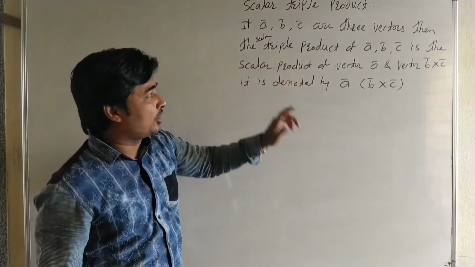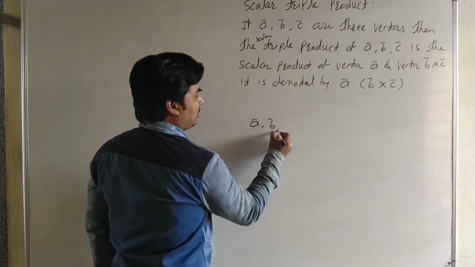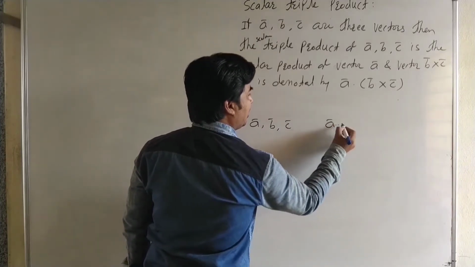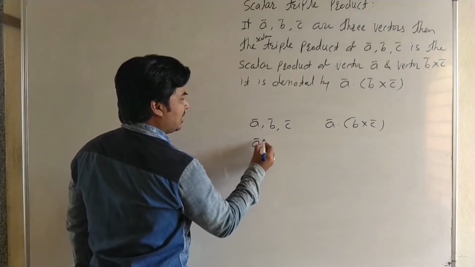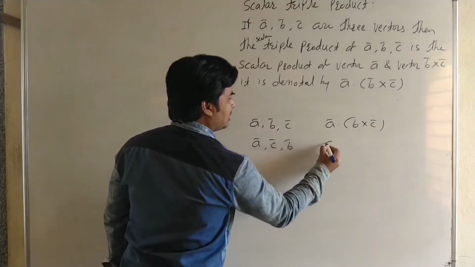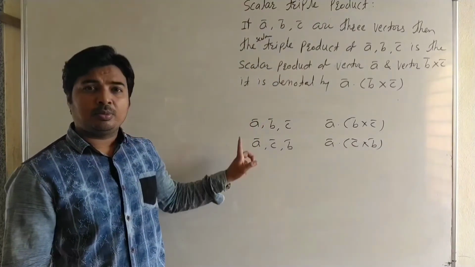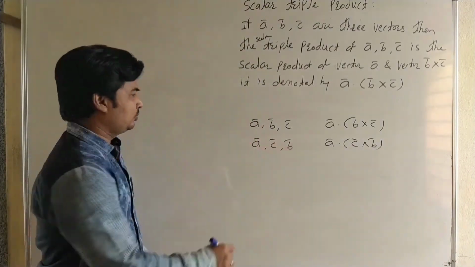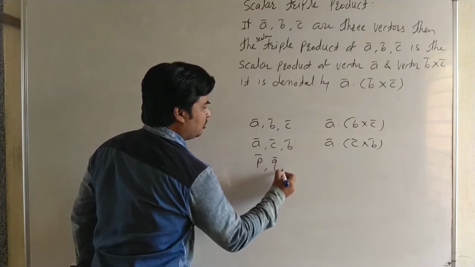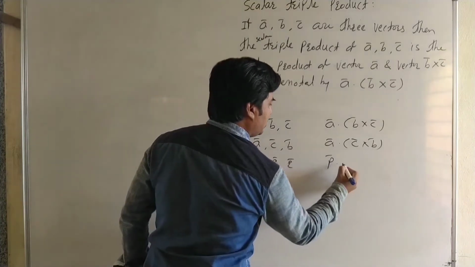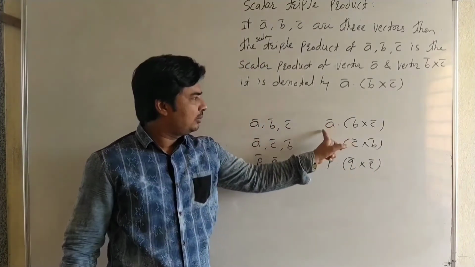Here the order is important. When we say the scalar triple product of a bar, b bar and c bar, we write a bar dot b bar cross c bar. When we say the scalar triple product of a bar, c bar and b bar, it is a bar dot c bar cross b bar. Similarly, the triple product of vectors p bar, q bar and r bar is p bar dot q bar cross r bar.